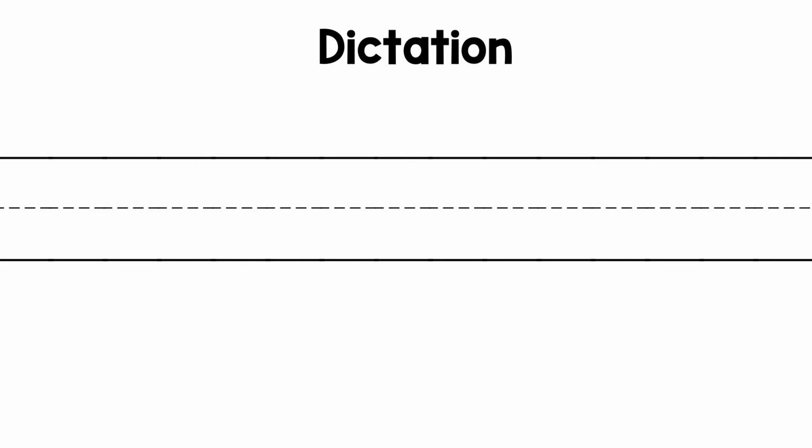We are now at the dictation part of our lesson. Listen as I tell you some letters and words to write. Please write a capital A on the line for me. Put in a finger space and show me how to correctly form a lowercase a. Use another finger space.